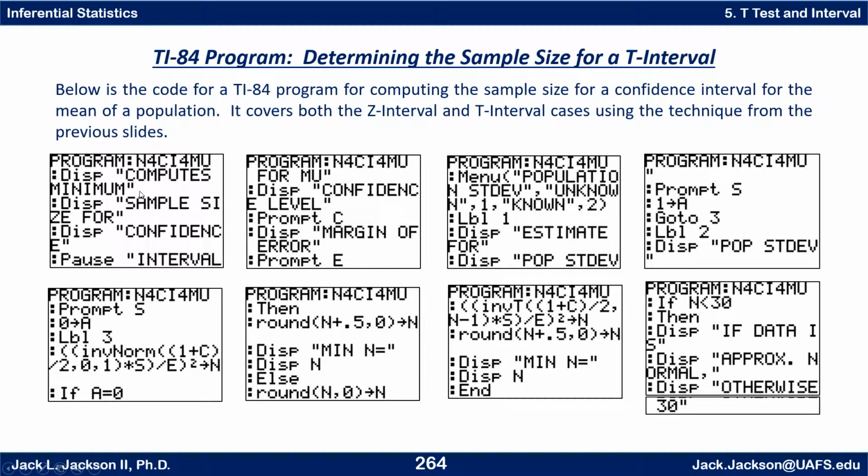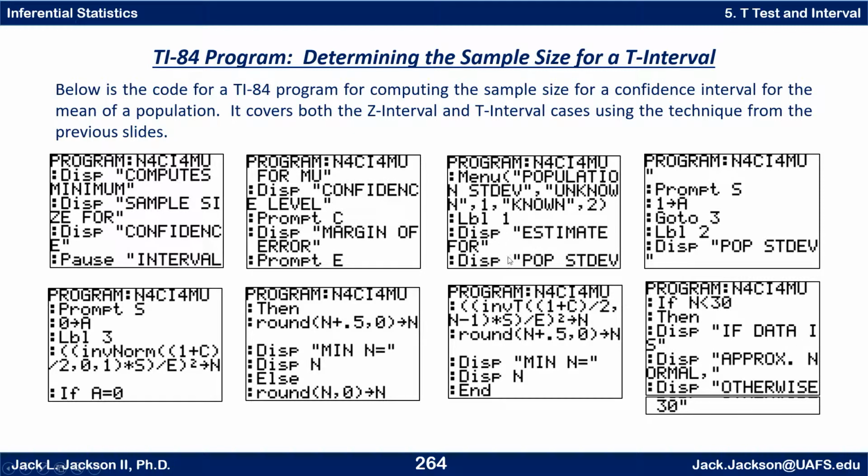It puts some text on there and tells you what it's about. Then it prompts you for the confidence level C and the margin of error E. Then it has a menu where you choose either that the standard deviation of the population is known or unknown. If it's known, it will skip down to part 2. We'll do that in a minute. If it's unknown, it'll stay here in part 1.